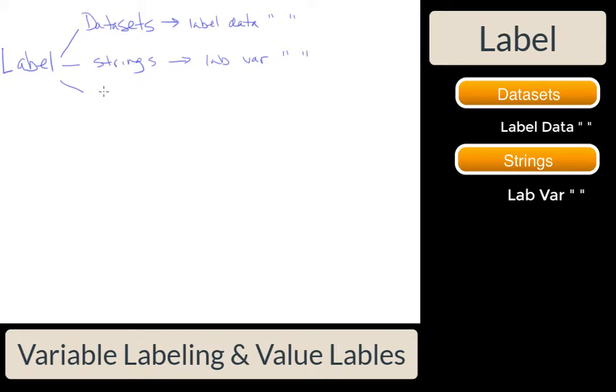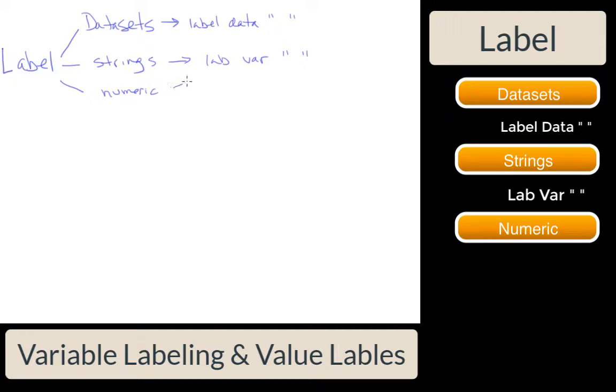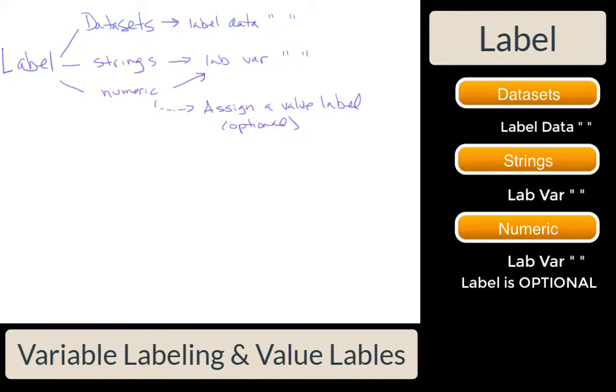And one can also label numeric variables as well, and again one uses the same command. Also optional with numeric variables is to assign a value label. So one doesn't have to do this, but it is optional. So what do you get by doing that? So what are the advantages of a value label?